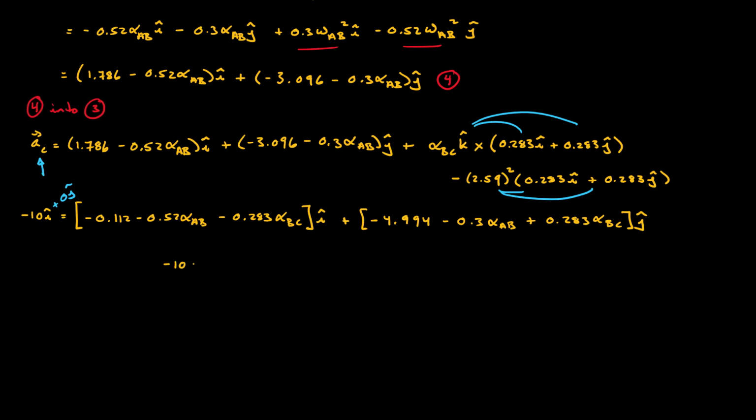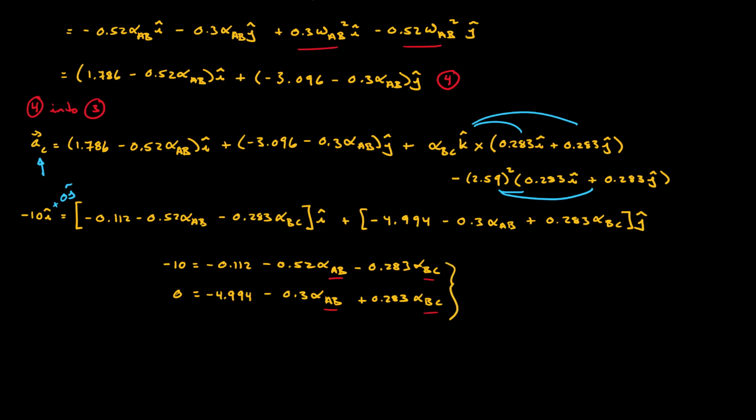So we can write two equations. Minus 10 is equal to minus 0.112 minus 0.52 alpha AB minus 0.283 alpha BC. And in the j direction, we have 0 on the left-hand side. On the right-hand side, negative 4.994 minus 0.3 alpha AB plus 0.283 alpha BC. And here we have two equations for two unknowns. Solving the equations gives us alpha AB is equal to 5.97 radians per second squared, and alpha BC is equal to 24 radians per second squared.